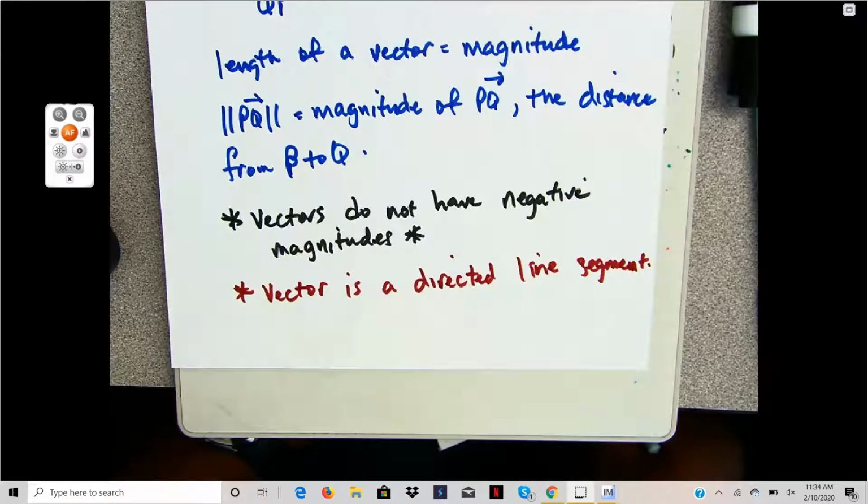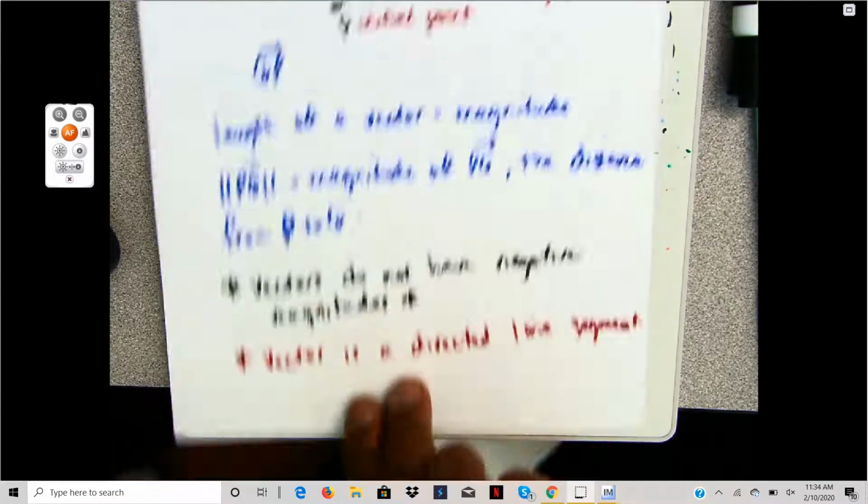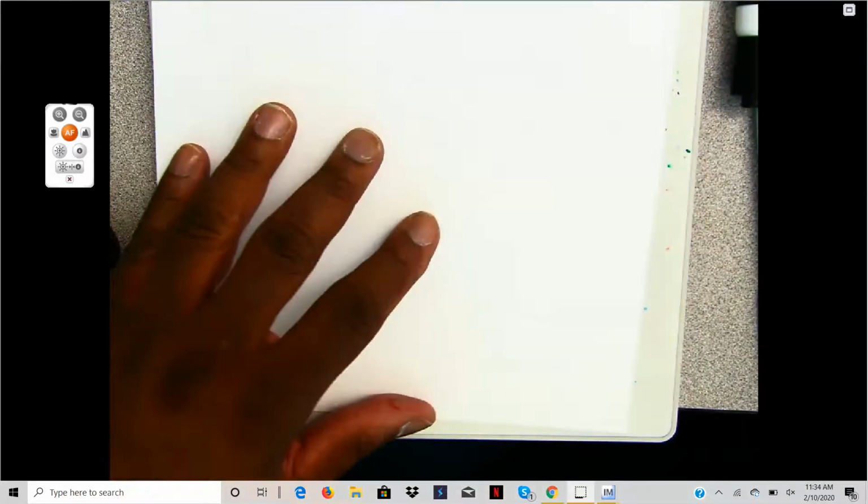Okay, so next, let's take a look at a couple of examples. Let me pause this just for a second. Unpause it. All right, so here, we're going to take a look at 4 scenarios, a vector v, vector w.